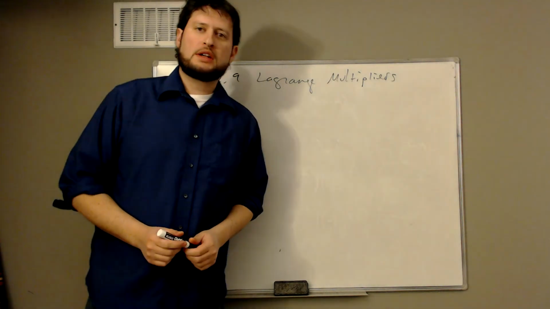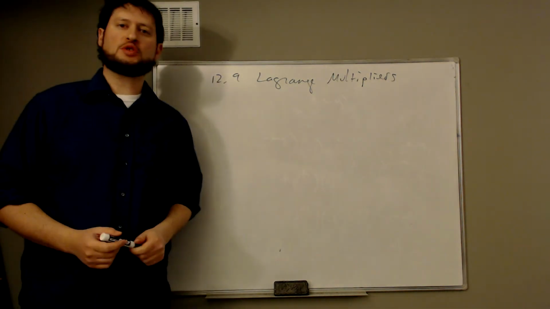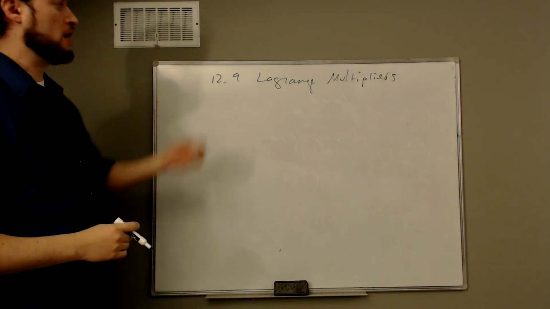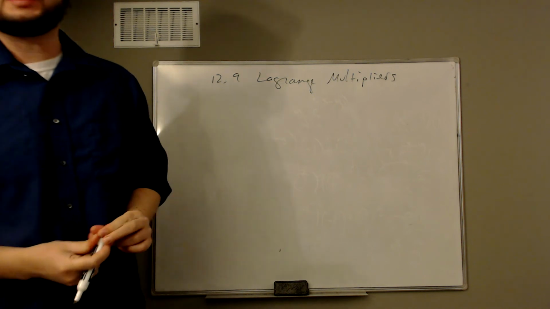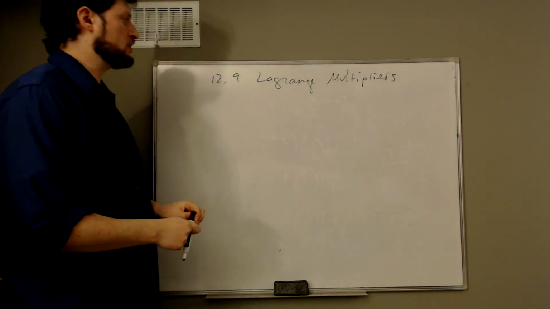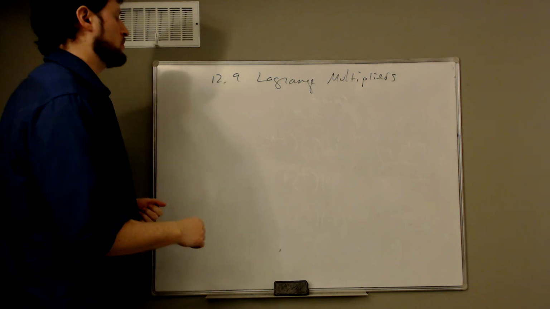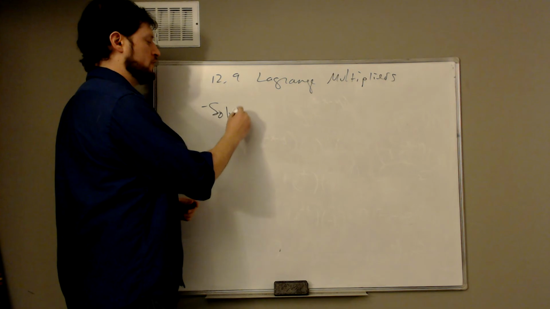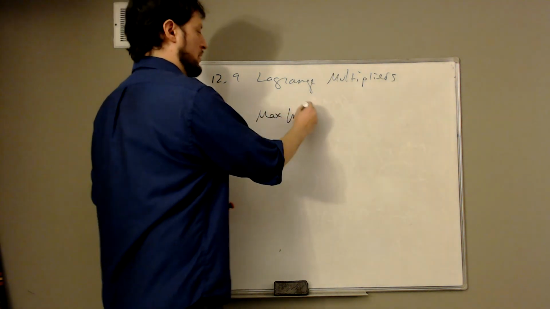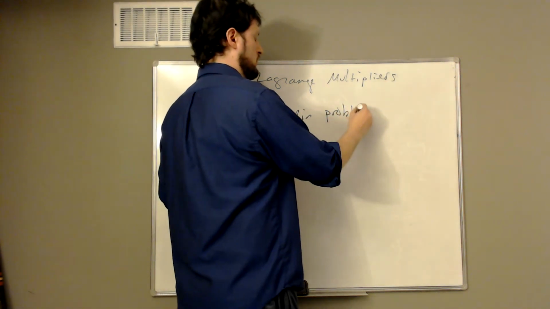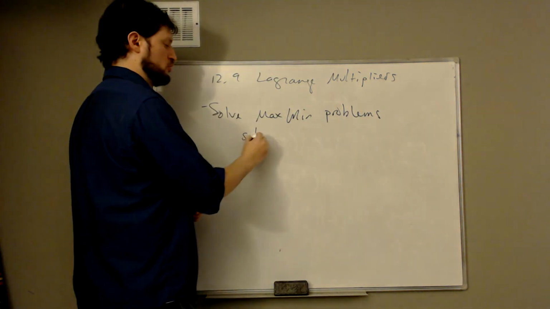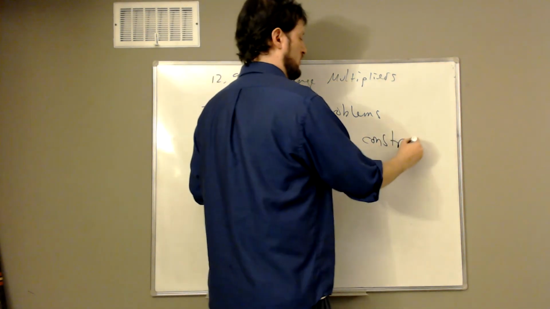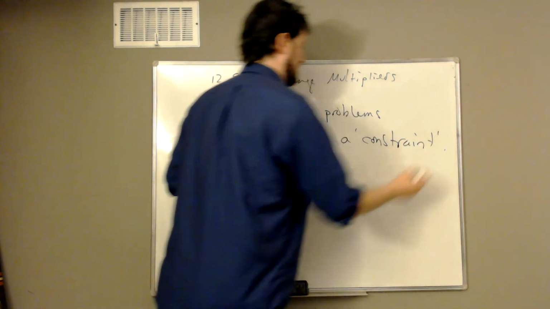All right, and today we're going to look at our last section in chapter 12, Lagrange multipliers. Lagrange is a mathematician that came up with this idea, and it's a clever idea to solve maximization and minimization problems of the following type. So we're going to solve max-min problems subject to a constraint. I'll draw a picture and show you what I mean by this.